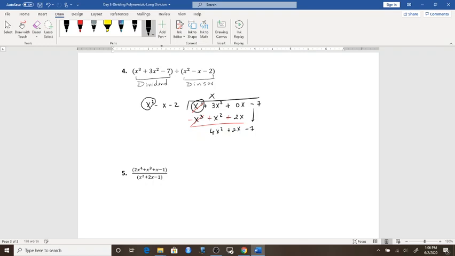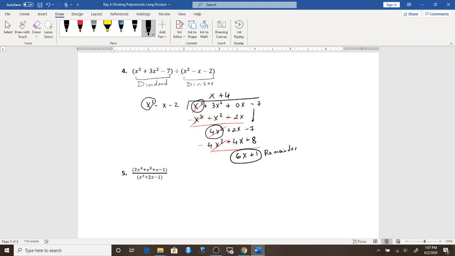You can still divide. You repeat the process. 4x squared divided by x squared is 4. You use distributive property. 4 times x squared is 4x squared. 4 times negative x is negative 4x. And 4 times negative 2 is negative 8. You change the sign. Negative, positive, positive. Combine the terms. This simplifies. 2x plus 4x is 6x. And negative 7 plus 8 is plus 1. We cannot divide further, so this is called the remainder.